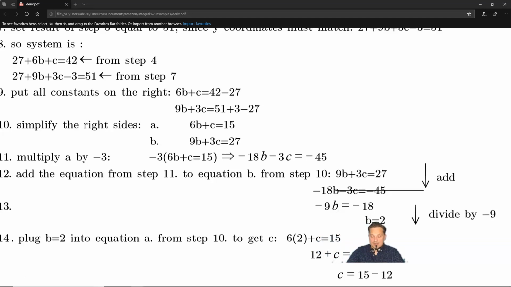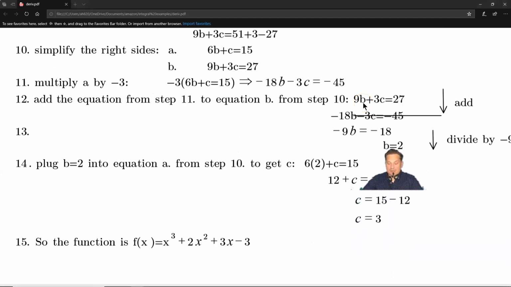Perfect. Next, I'm going to use this value of b equals 2 and proceed as follows. That's step 14. Plug b equals 2 into equation A from above. That's basically step 10, equation A, which is 6b plus c equals 15. Just replace that b with 2. It's going to give me 6 times 2 plus c equals 15. That's 12 plus c equals 15. Subtract, so c will be equal to 3.